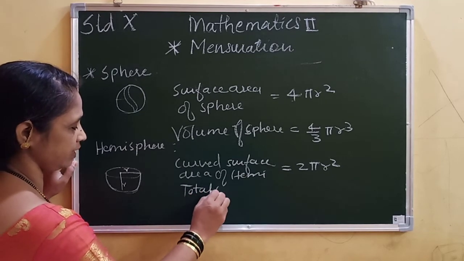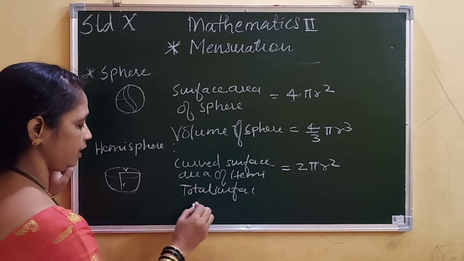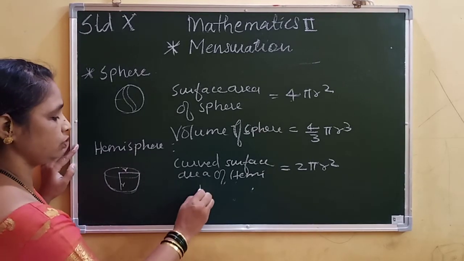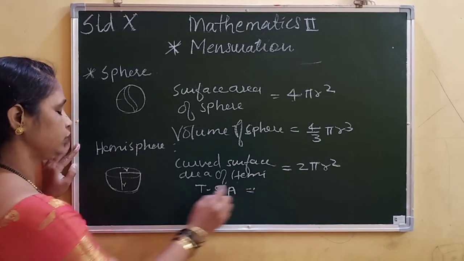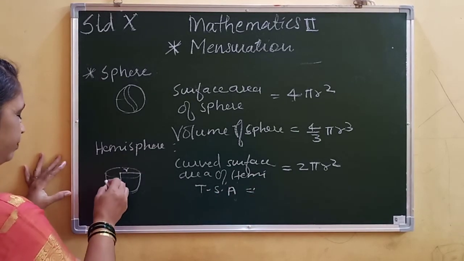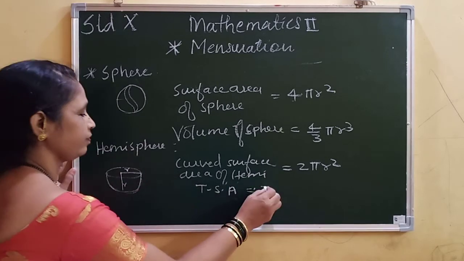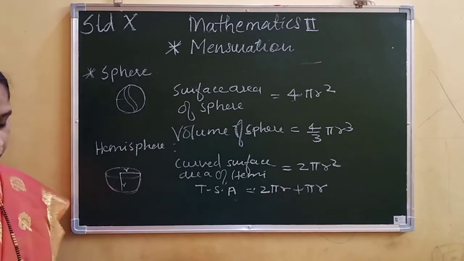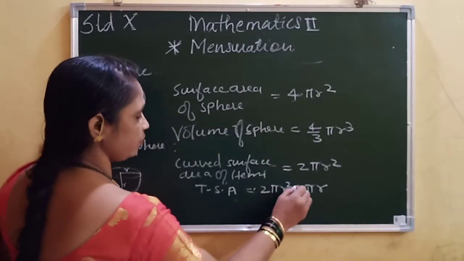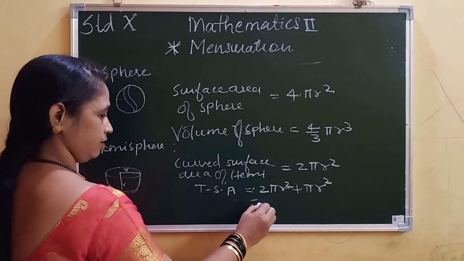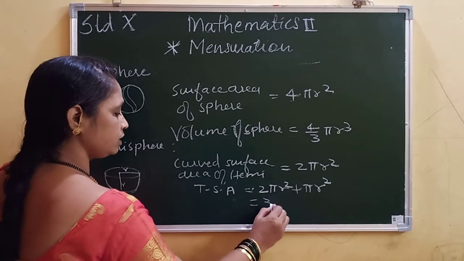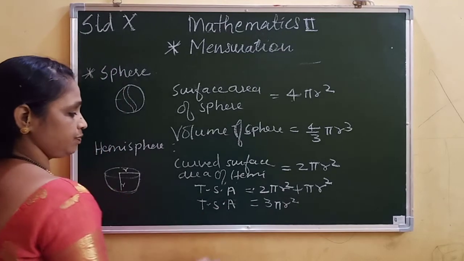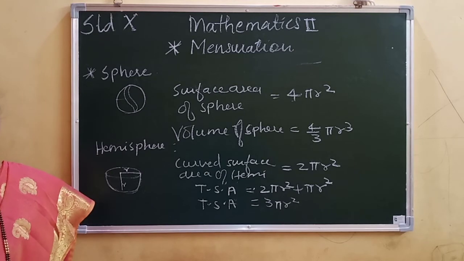Total surface area. Okay, so total surface area, you can write the short form TSA. It means total surface area. So what? Total surface area of a hemisphere, the curved part is 2 pi r square and area of circle is pi r square. Okay, so 2 pi r square and this pi r square, so it will be how much? 3 pi r square. Total surface area of a hemisphere is 3 pi r square.